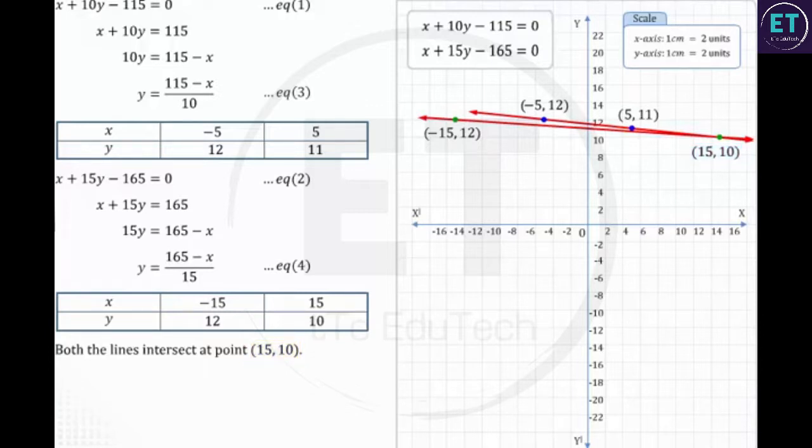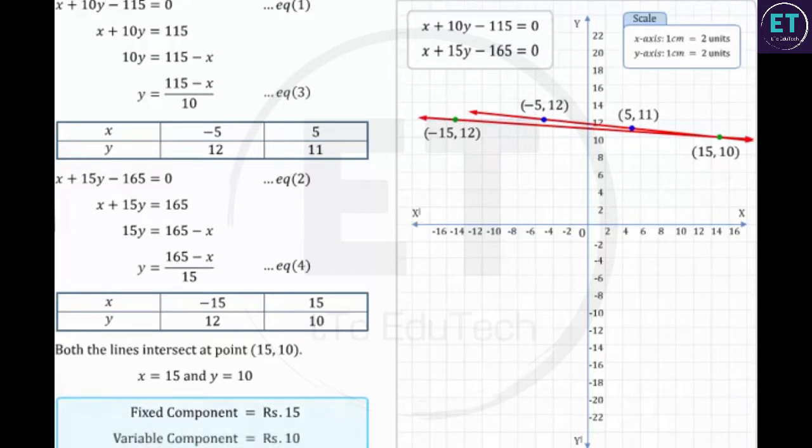This is the solution of the two equations. It implies x is equal to 15 and y is equal to 10. Thus, the fixed component of the fare is 15 rupees and the variable component is 10 rupees.